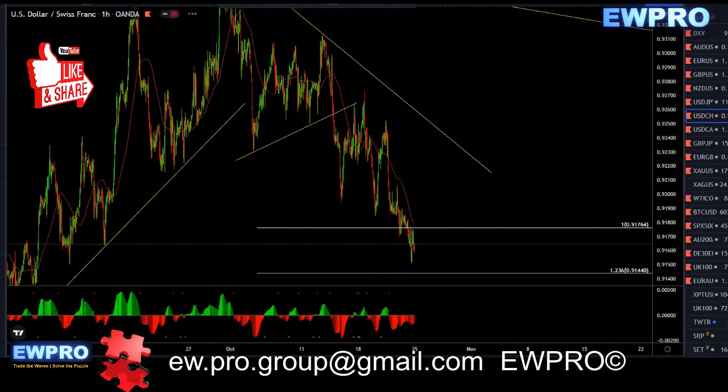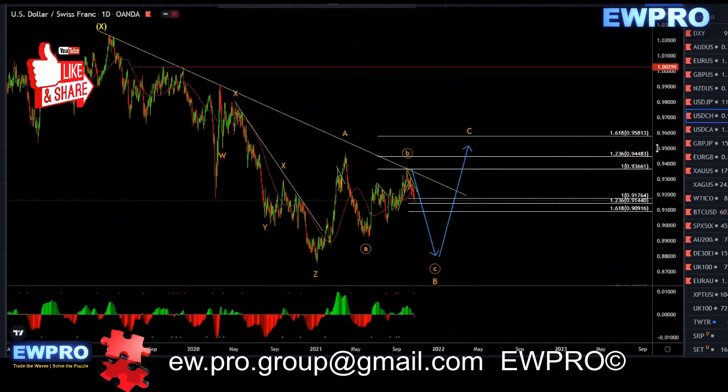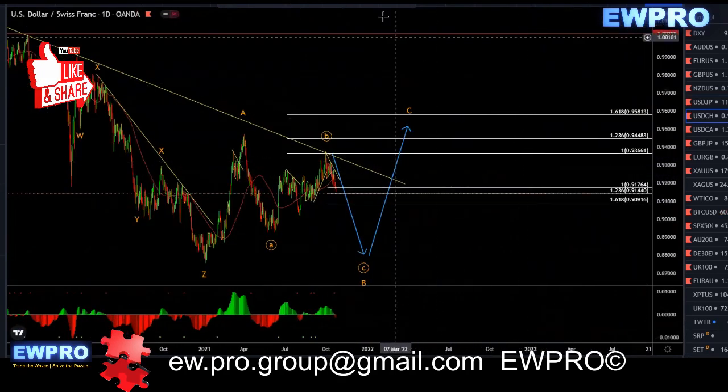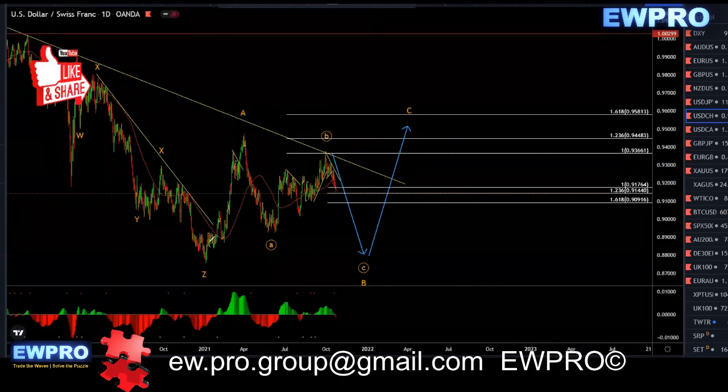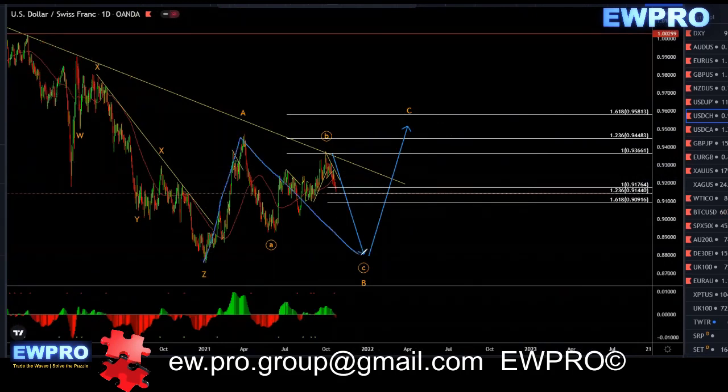The Swissy on the daily, nothing's changed. On the daily, we're looking at that A, B, C as a larger correction, and then we're looking for that A, B, C. This one bounced clean off the 100 fib in the B wave here, so we're looking for that downside.